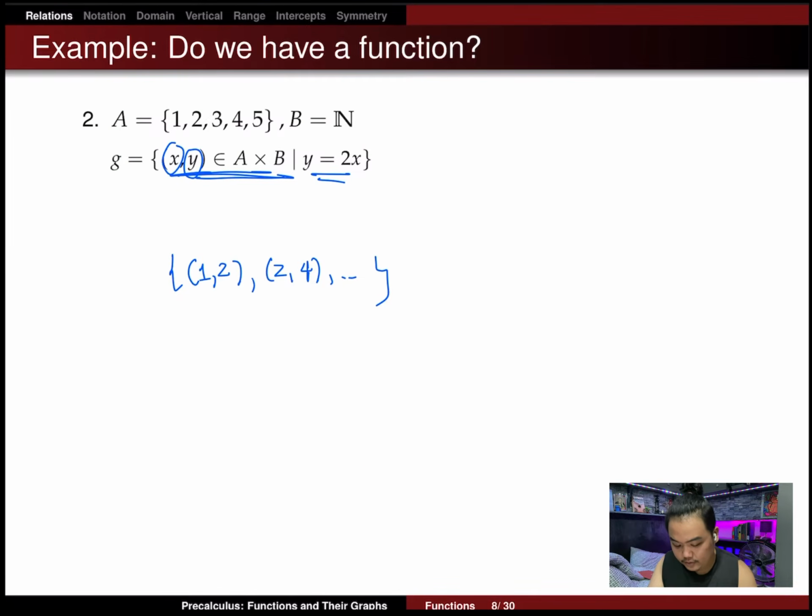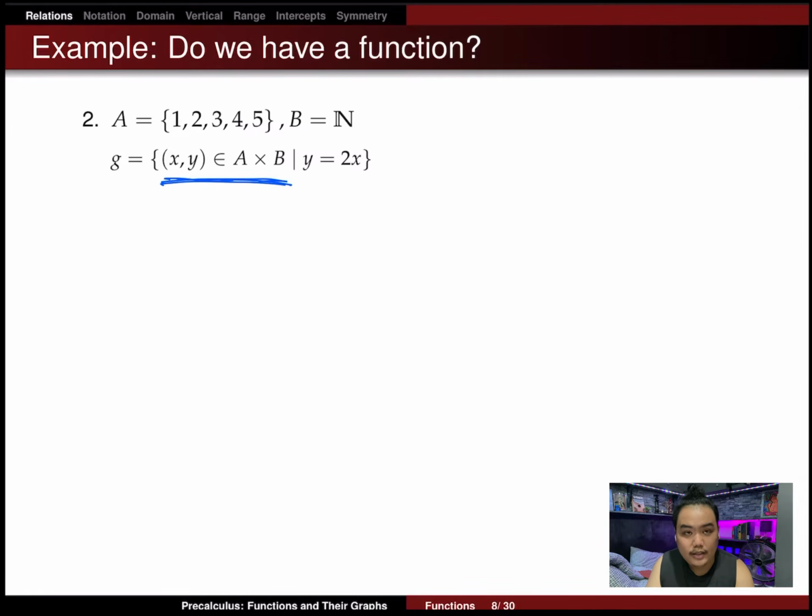Okay, so let's do another example, or let's give another example for illustration purposes. Let's say our set A is the set containing 1, 2, 3, 4, 5. And B is the set of natural numbers. And then we have this set which contains the set of ordered pairs (x, y).